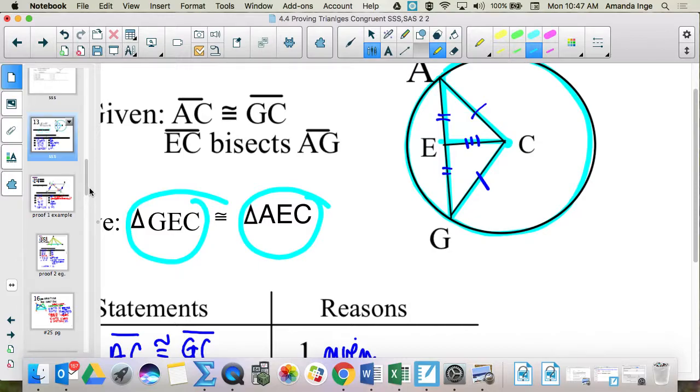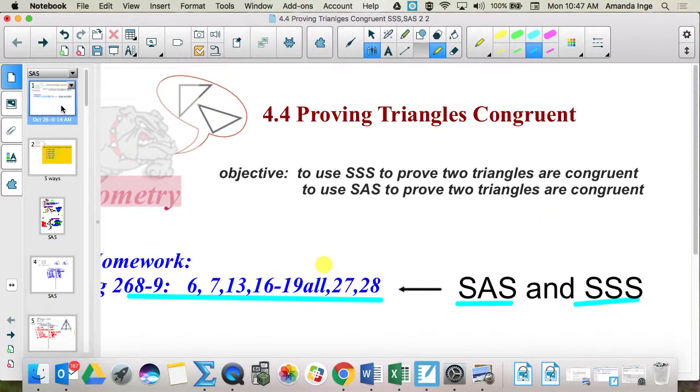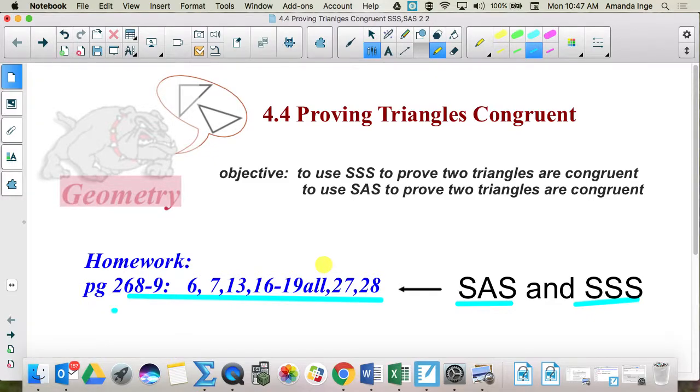All right, so going back to the homework, like I said, I carefully picked these out. Page 268, 269, numbers 6, 7, 13, 16 through 19 all, 27 and 28. Okay? And if you're trying to prove two triangles are congruent, the only choices that you know about so far are these two choices. So one of those is going to be your answer to prove two triangles are congruent. Everybody clear about that? Okay. All right.